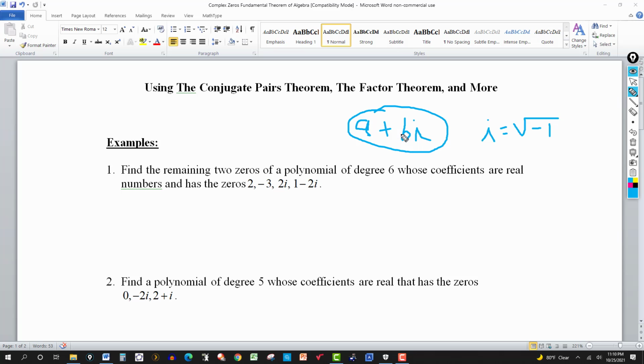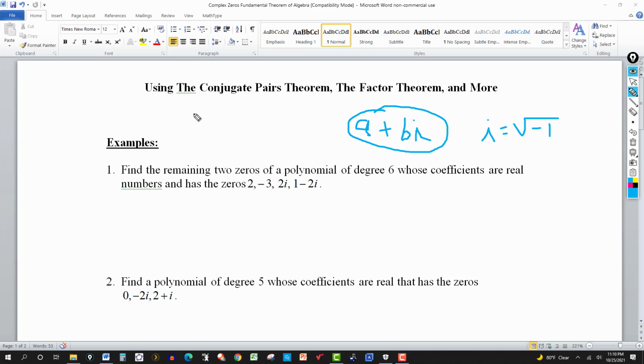But when b is 0, we get a real number, so the set of real numbers is a subset of the set of complex numbers. So when we say a complex number, that could be 3, 1/2. That could be 1 plus i, 1 minus i. The complex numbers include the set of real numbers.